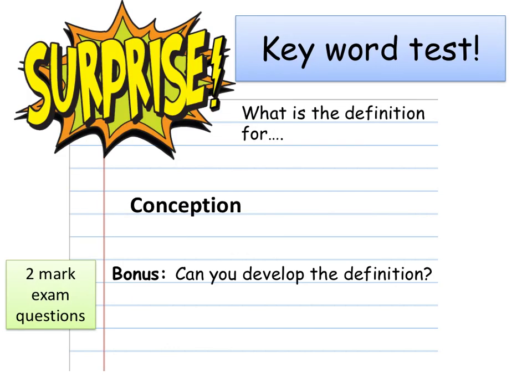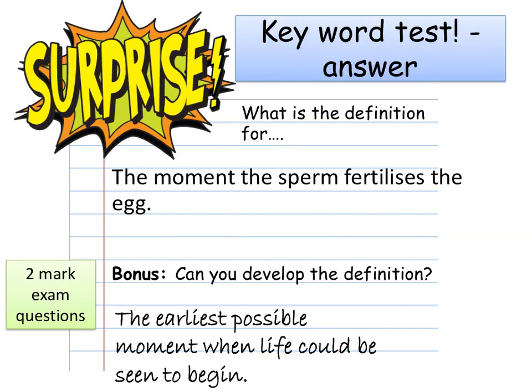Time for another keywords test. Write down the definition for conception. See if you can develop your definition. Conception is the moment the sperm fertilises the egg. A possible development of the definition could be to say that this is the earliest possible moment when life could be seen to begin.